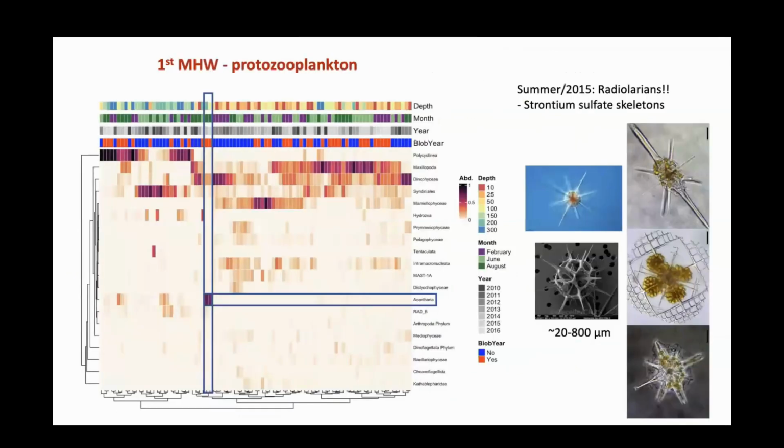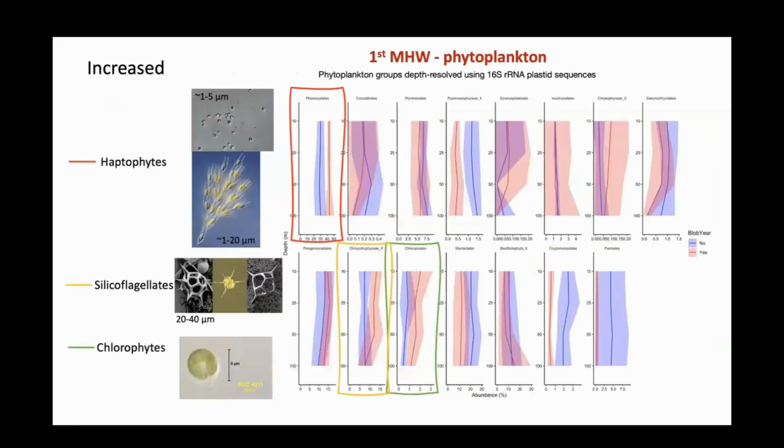When we go to protozooplankton, one group increased. It actually showed up during the first marine heat wave. It was never seen before, and they were the radiolarians. They are known to produce strontium sulfate skeletons, and I think they are related to the phytoplankton over here, Phaeocystis. And they grew a lot. The x-axis is different for all of them, but this one is the dominating species.